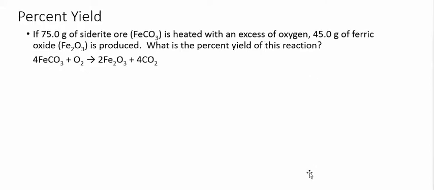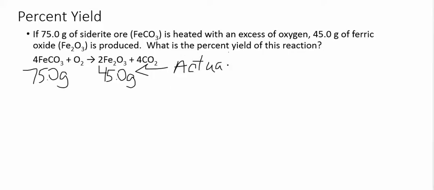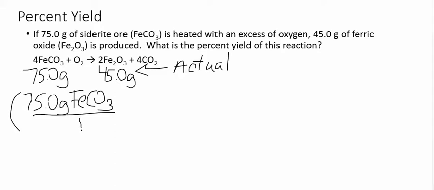Percent yield. If 75 grams of FeCO3 is heated with an excess of oxygen, 45 grams of ferric oxide is produced. Anytime you get a number on the product side like the 45, that is your actual yield. So this number right here is the actual. I want to know the percent yield of this reaction. So what I'm going to do is start with 75 grams of the FeCO3, and I'm going to solve for grams of the Fe2O3.